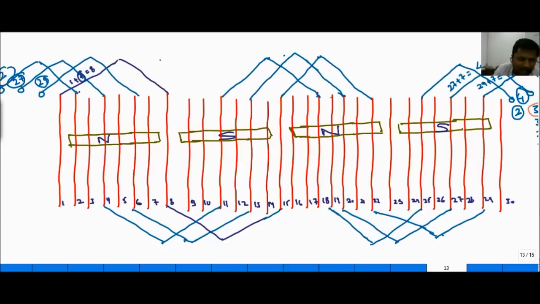17, 18. 25 plus 7 is basically connected to position number 2. Now 2 is there, this is 2 like this, coming from this side, what point for the 25.